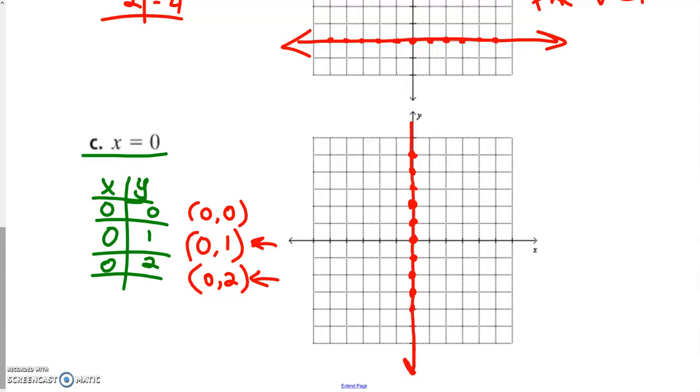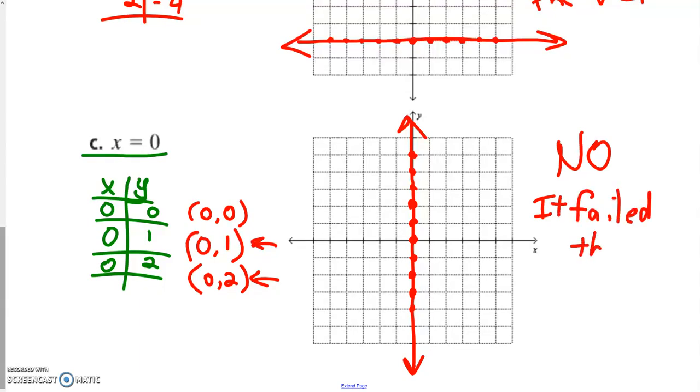Connect my dots. Draw arrows on the end. Is this thing a function? No. It failed the VLT, the vertical line test.